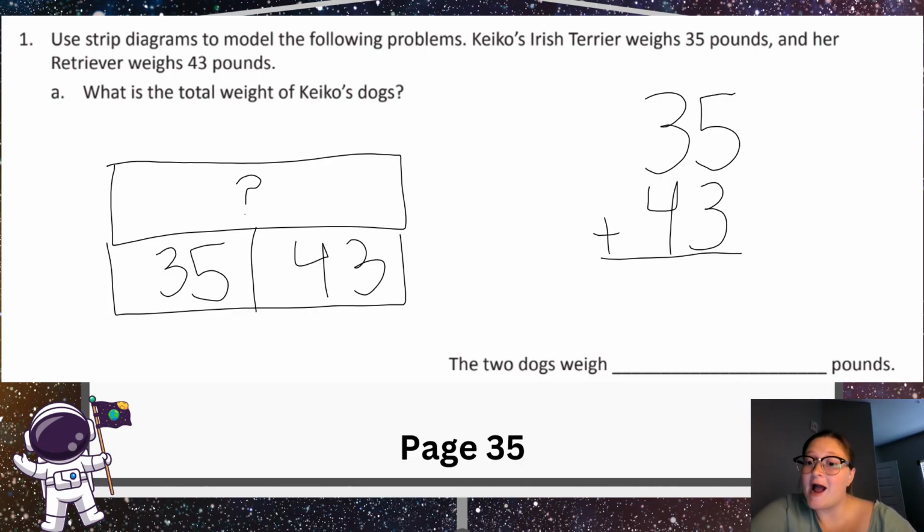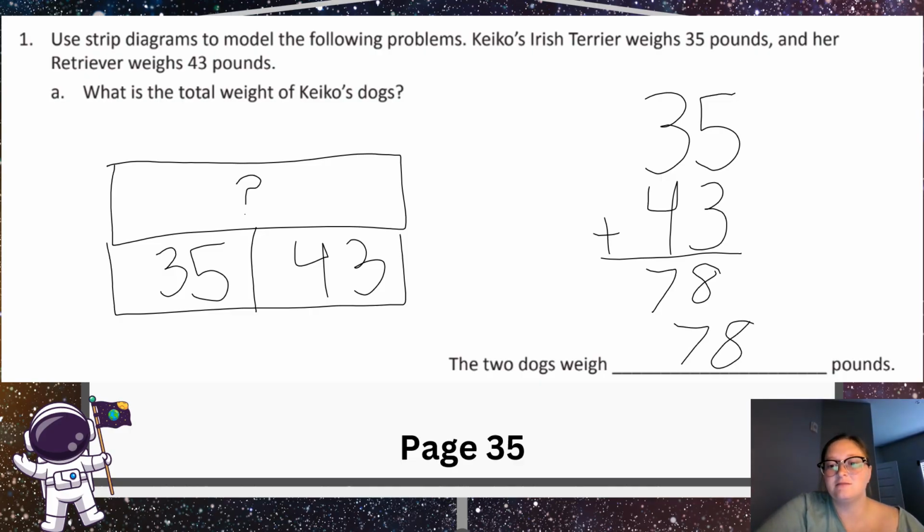Remember that when we are adding, we always start to add in our ones place first. So let's look at our ones place. What is 5 plus 3? That's right, 5 plus 3 is 8. Now let's look at our tens place. What is 3 plus 4? 7. Good. Now we can put our answer in our sentence. The 2 dogs weigh 78 pounds.